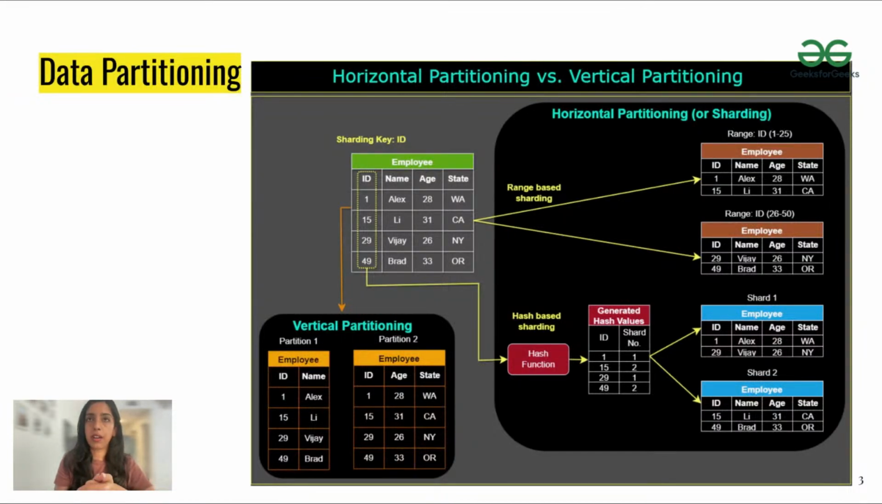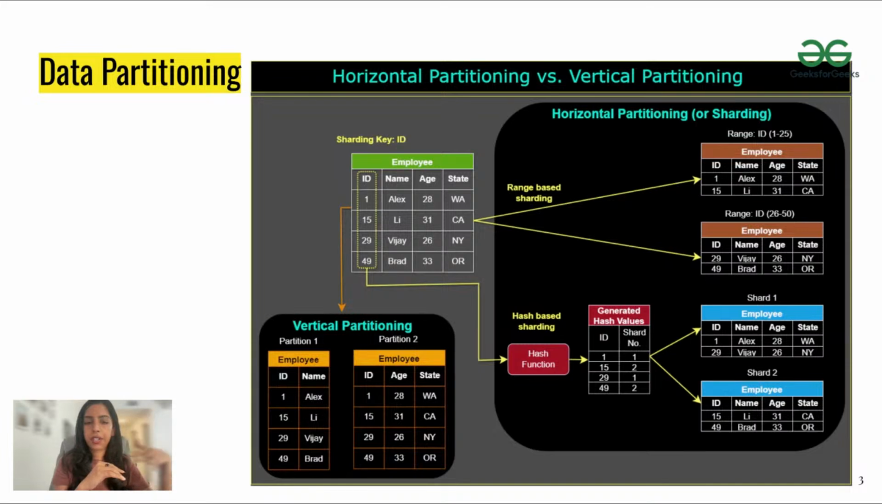Let's say there are two kinds of database partitioning you can see in the diagram. One is horizontal, one is vertical. You can understand from the term itself. So horizontal would mean partitioning the database horizontally. On the left hand side you have an employee database where you have an ID, a name, age, state. So you're doing a vertical partitioning.